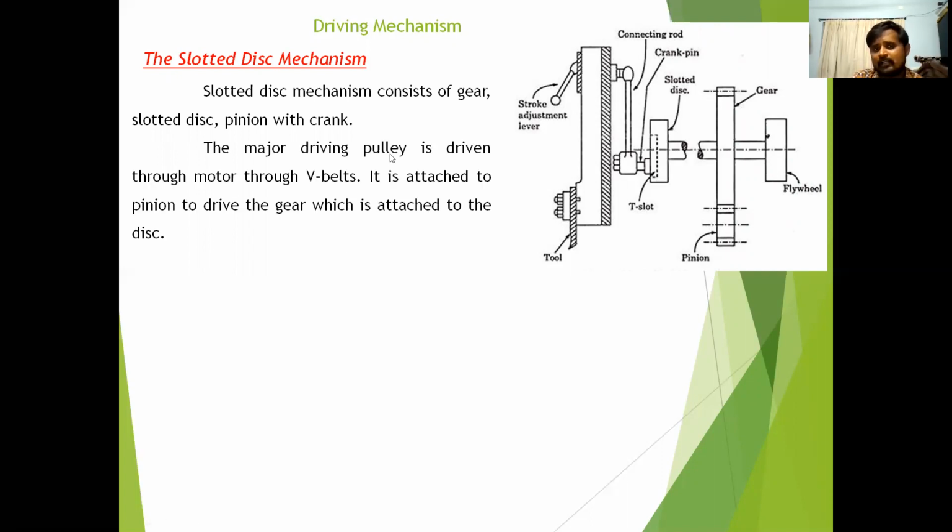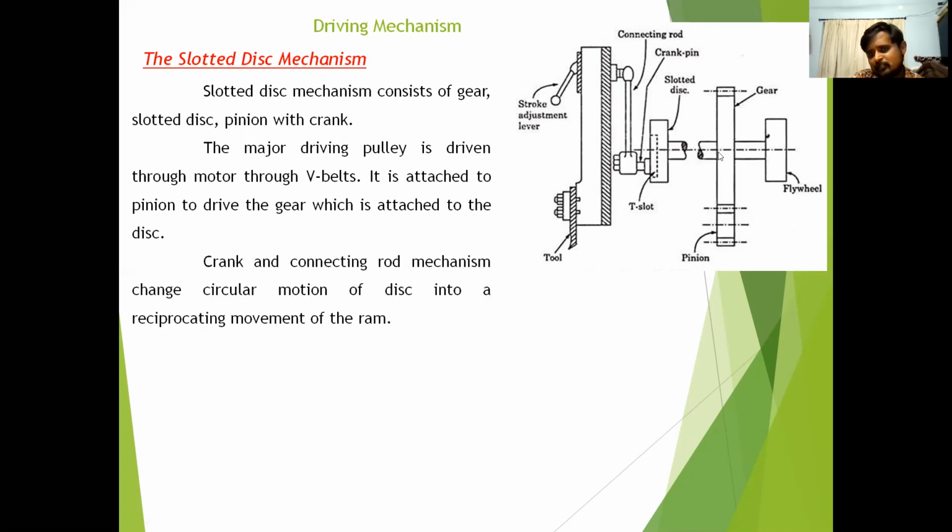The major driving pulley is driven by the motor through V-belts. It is attached to the pinion to drive the gear, which is attached to the disc. This flywheel is attached to the V-belt, and if you switch on the motor, the flywheel rotates. If the flywheel rotates, automatically the gear along with the pinion will rotate, and this arrangement is connected to the disc. So this disc rotates, and it is connected to the connecting rod. The connecting rod converts the rotary movement of the slotted disc to the reciprocating movement of the ram.